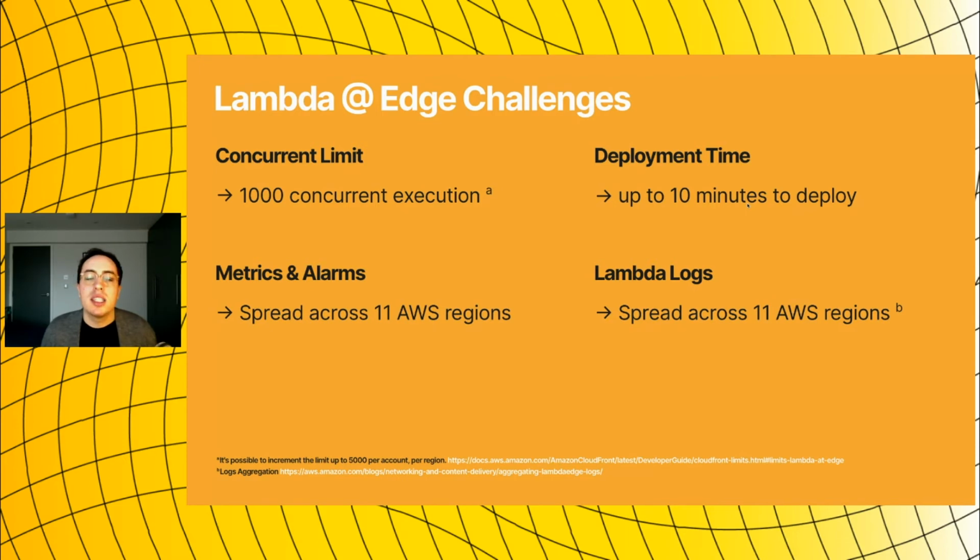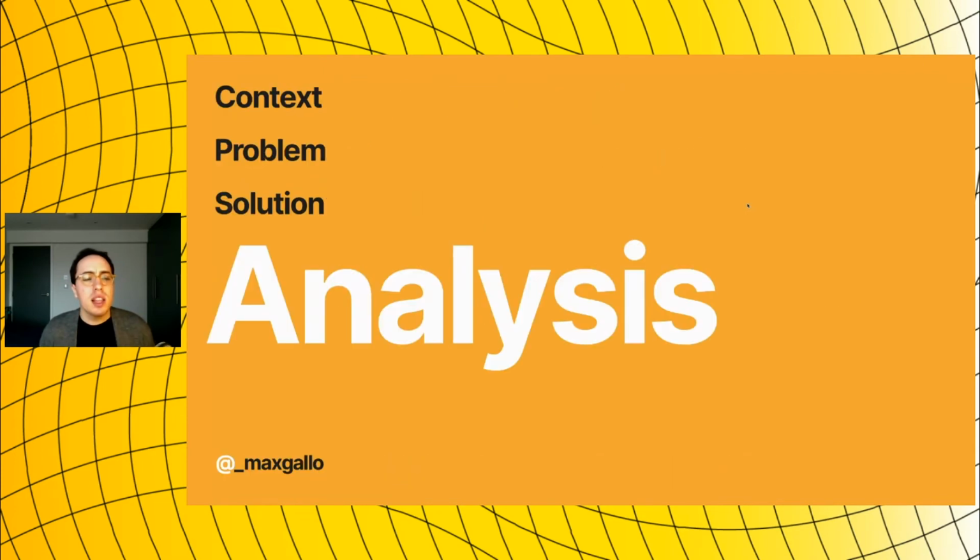AWS did quite a nice job there, started to centralize a little bit more with dashboards, and with logs, there are suggestions on how to do log aggregation with Kinesis and Firehose, but it's still something that you have to do manually. It doesn't come for free. And that was the last bit for the solution.